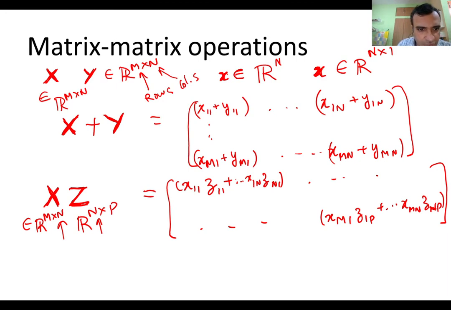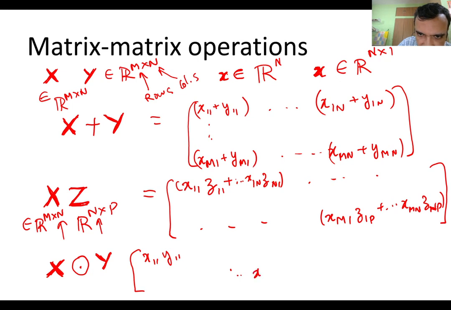All right, the third operation that I want to define, which is analogous to the vector operation, is an element-wise product of X and Y. This is similar to addition. You will have x11 y11, and here both X and Y should have the same dimension, all the way up to xmn ymn.